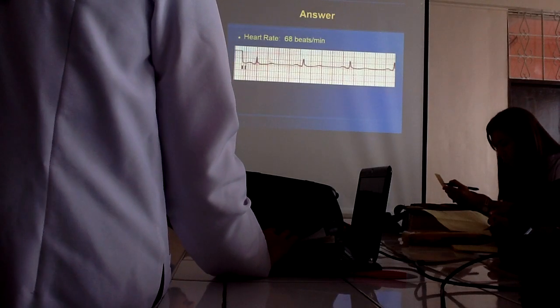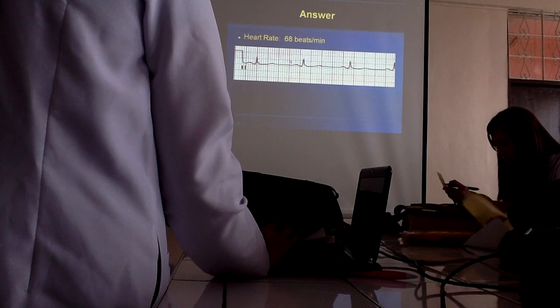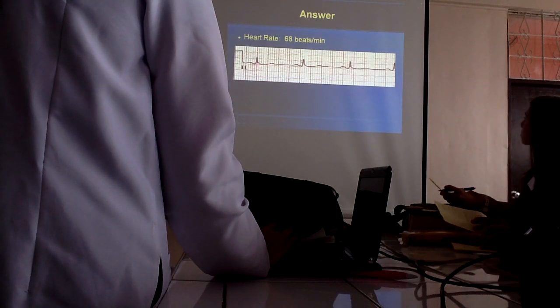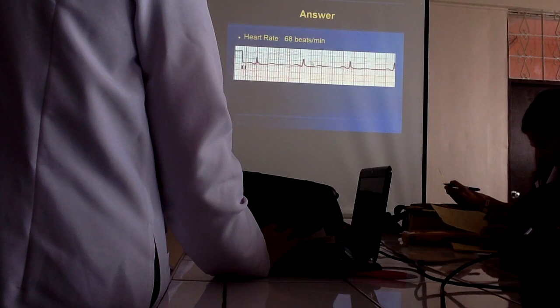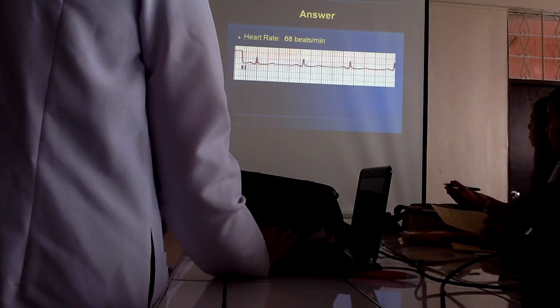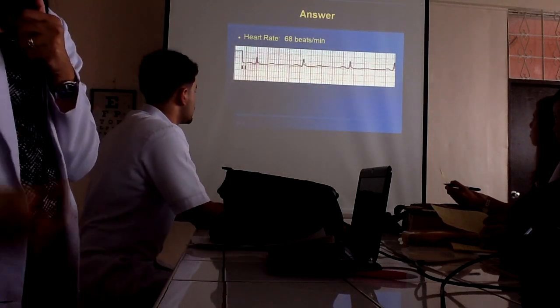Next. If you use the square method, this one falls here, right? So the next 300, 150, 100, 75, 60. So, approximately 60. Did you get it?